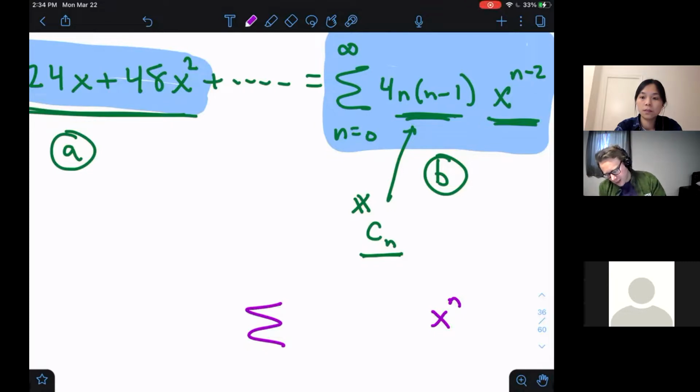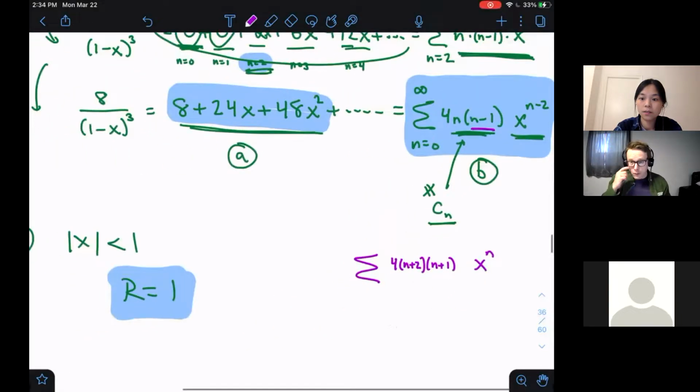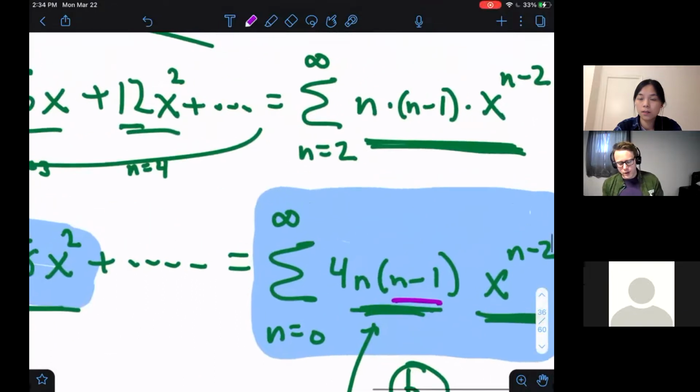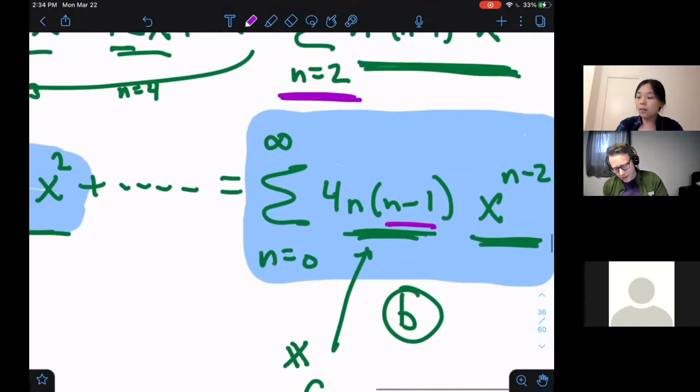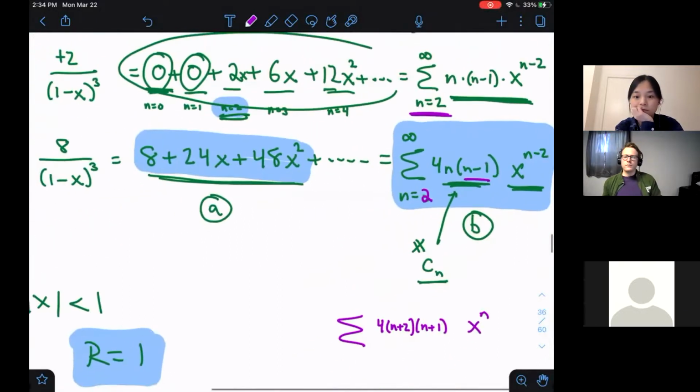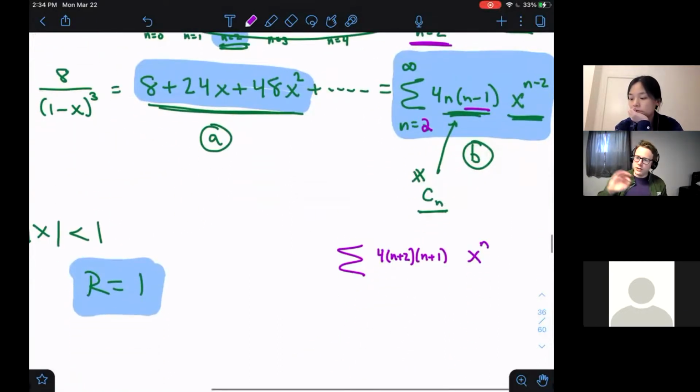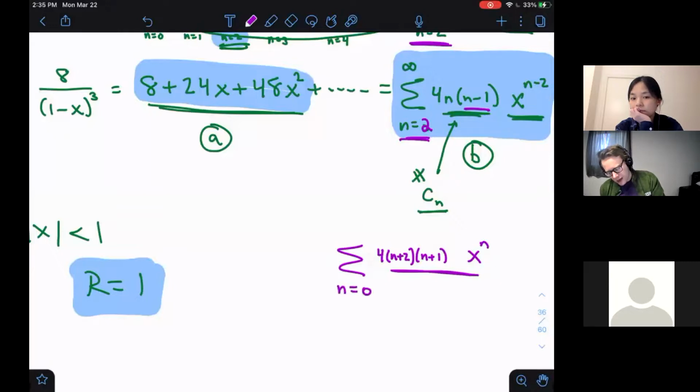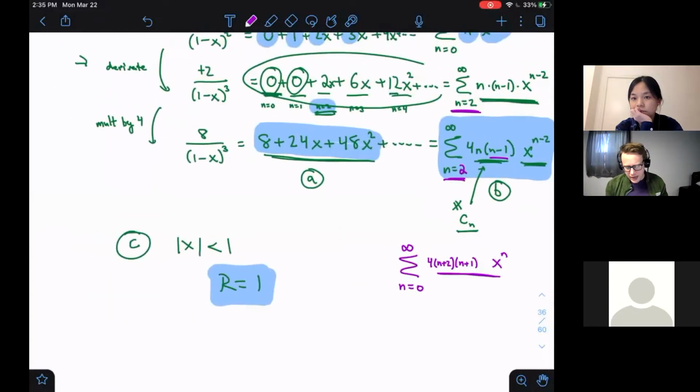So we need to make this n plus 1 and 4 and n plus 2. So we need to add 2 to all of our n's. So this n minus 1 becomes n plus 1. And then we have to think a little bit about where we should be starting, right? Before, we started off at n equals 2. So when you add 2 in all of these pieces up here, you need to subtract 2 from your starting point. So starting off at n equals 0 to infinity, because you do need that constant term.